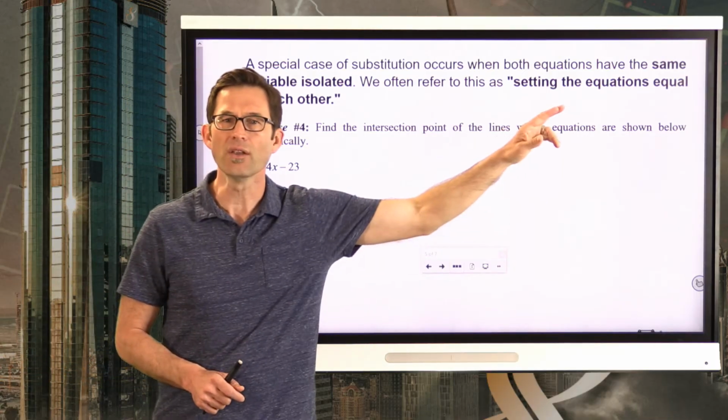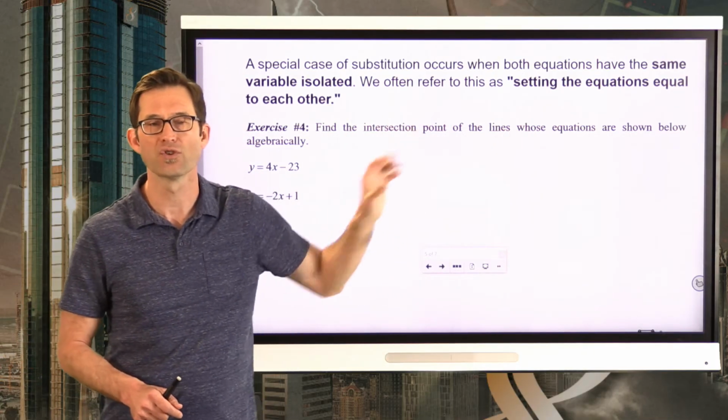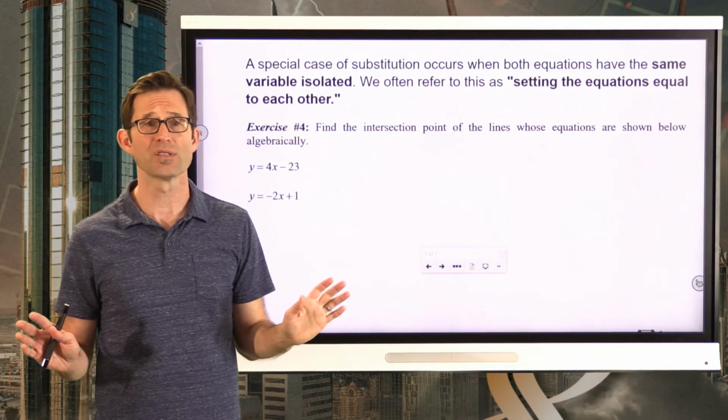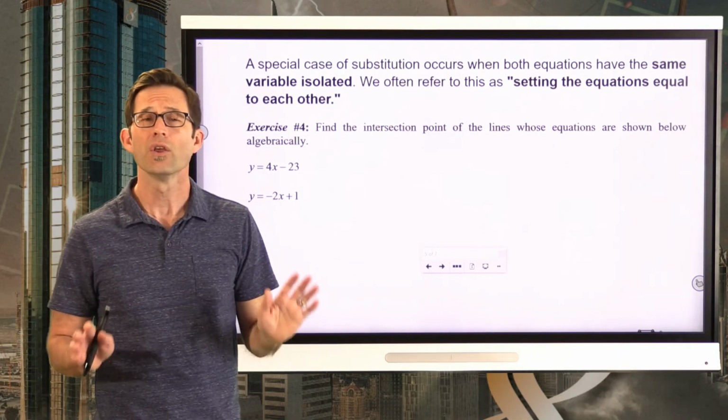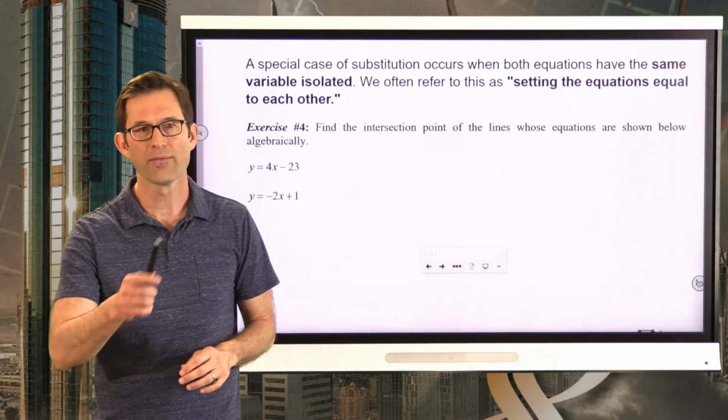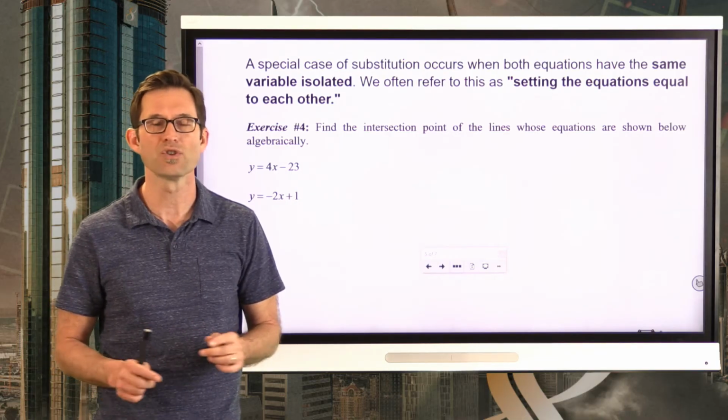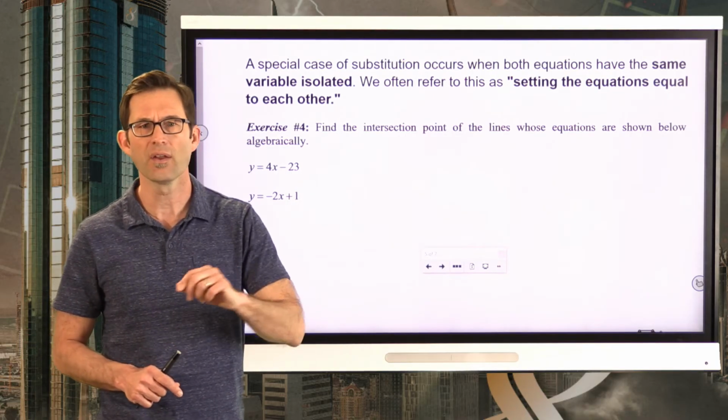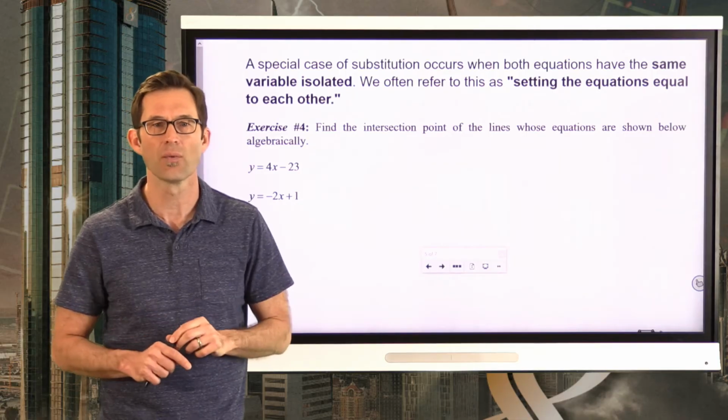And I like to actually introduce these phrases like setting the equations equal to each other, even though we're just going to use the substitution property of equality. You'll oftentimes hear teachers say, all right, folks, let's solve this system by setting the equations equal to each other, or let's find the intersection points by setting the equation equal to each other.